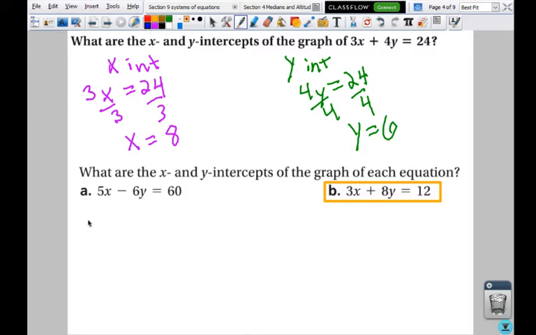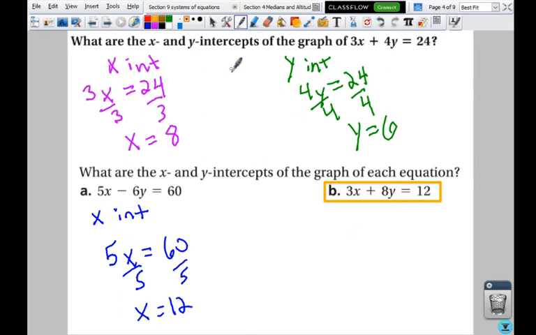All right. So we're going to keep going through. We're going to look at part A down here. I'm going to find my x-intercept. If I'm finding my x-intercept, am I going to do anything with this y right here? No. So we're going to go 5x equals 60. And we're going to divide it by 5 on both sides. And we're going to get x equals 12. My graph crosses the x-axis at 12.